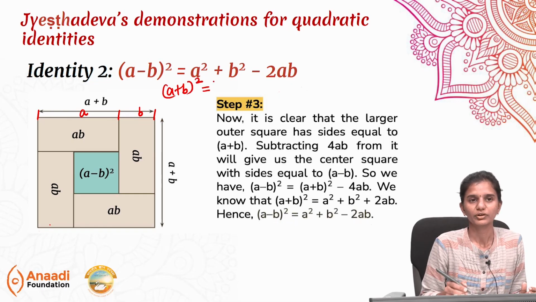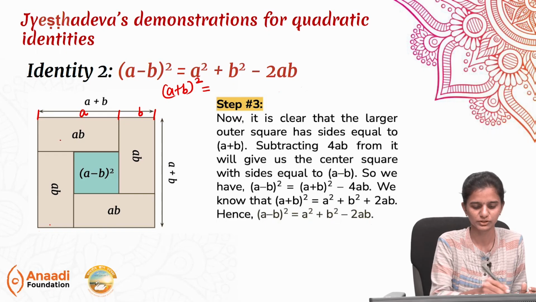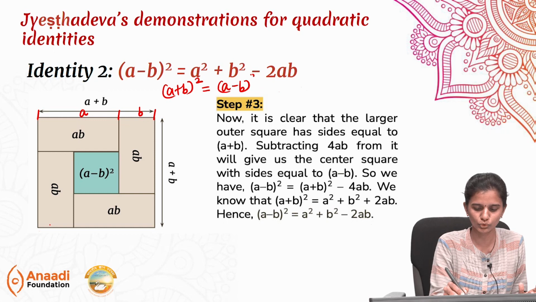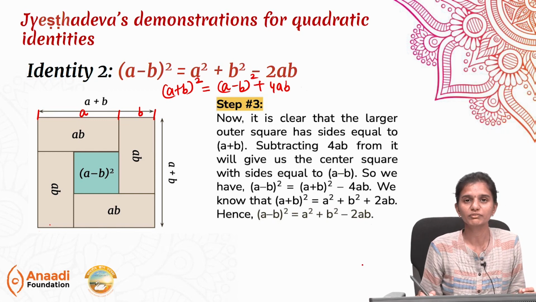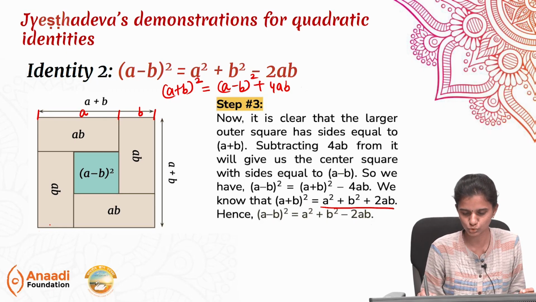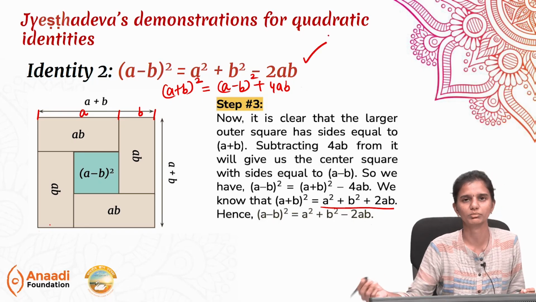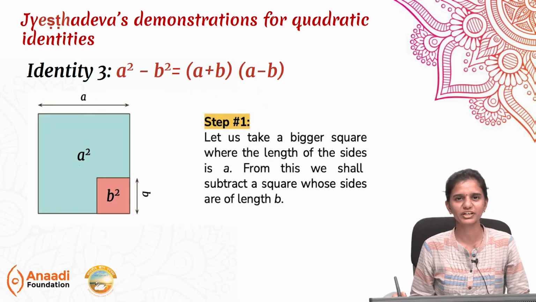Now, when we sum all these areas and then equate it to this area of the bigger square, it would be A minus B the whole square plus 4AB. When we substitute the value of A plus B the whole square, that is A square plus B square plus 2AB, into this, then we get the value of A minus B the whole square, which is A square plus B square minus 2AB.